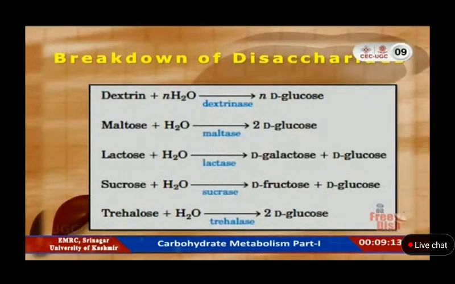Feeder pathways, that is how carbohydrate molecules other than glucose enter into the glycolytic pathway. Let's talk about the disaccharides first. The disaccharides are broken down into their respective monosaccharides by the enzymes present in our small intestine, like maltase degrades maltose into two glucose units, lactase degrades lactose into galactose and glucose, sucrase degrades sucrose into fructose and glucose, etc.